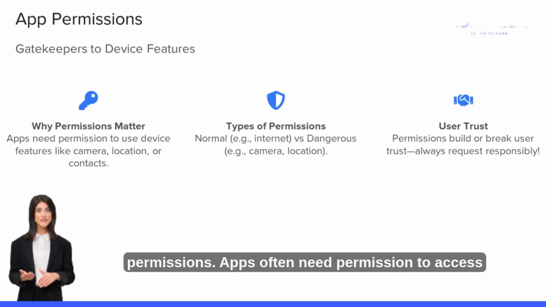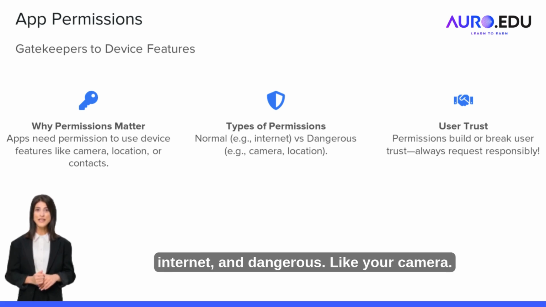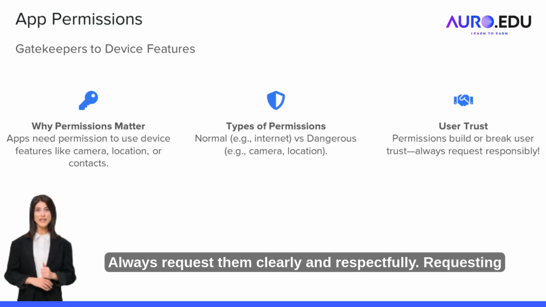App permissions. Apps often need permission to access things: camera, location, contacts. But they must ask first. Permissions come in two types: normal, like internet, and dangerous, like your camera. Always request them clearly and respectfully.